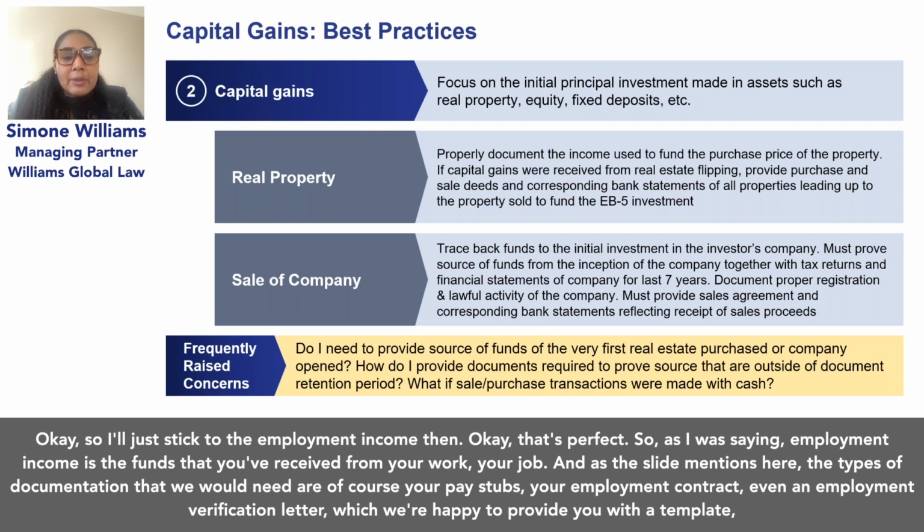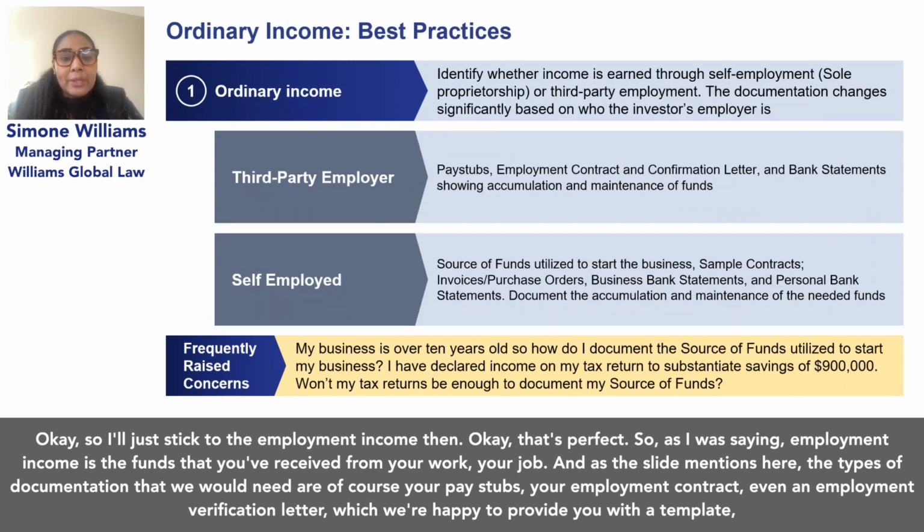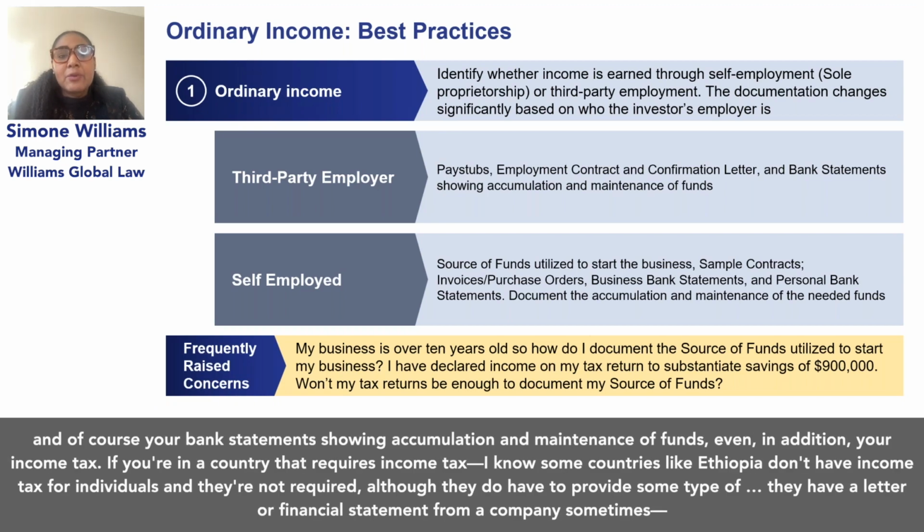Okay, that's perfect. So as I was saying, employment income is the funds that you've received from your work, your job, and as the slide mentions here, the types of documentation that we would need are, of course, your pay stubs, your employment contract, even an employment verification letter, which we're happy to provide you with a template, and of course your bank statement showing accumulation and maintenance of funds. Even in addition, your income tax, if you're in a country that requires income tax. I know some countries like Ethiopia don't have income tax for individuals, and they're not required, although they do have to provide some type of letter or financial statement from a company sometimes.